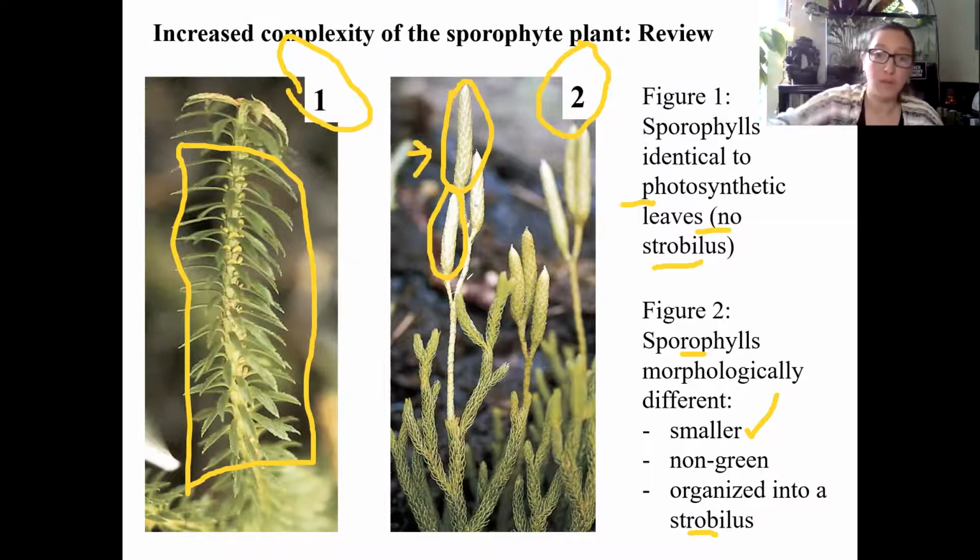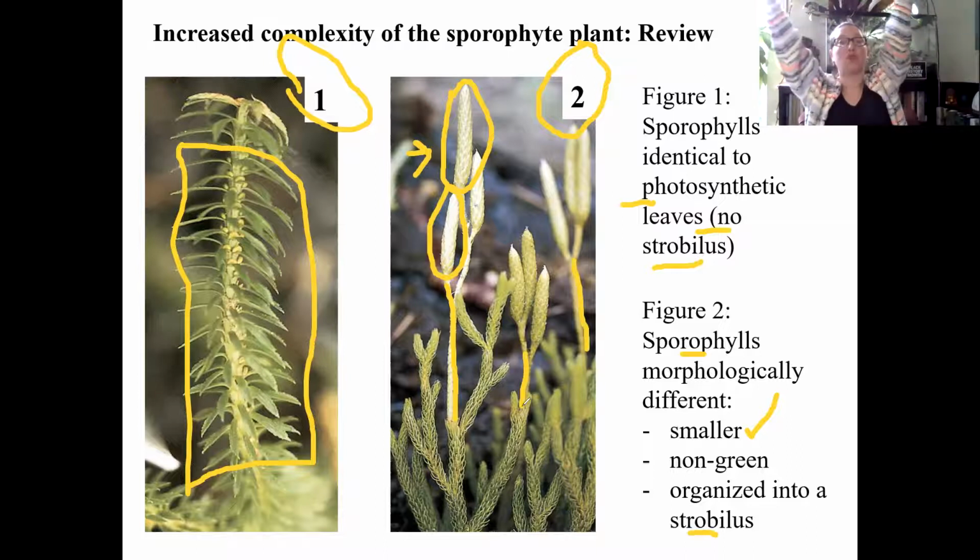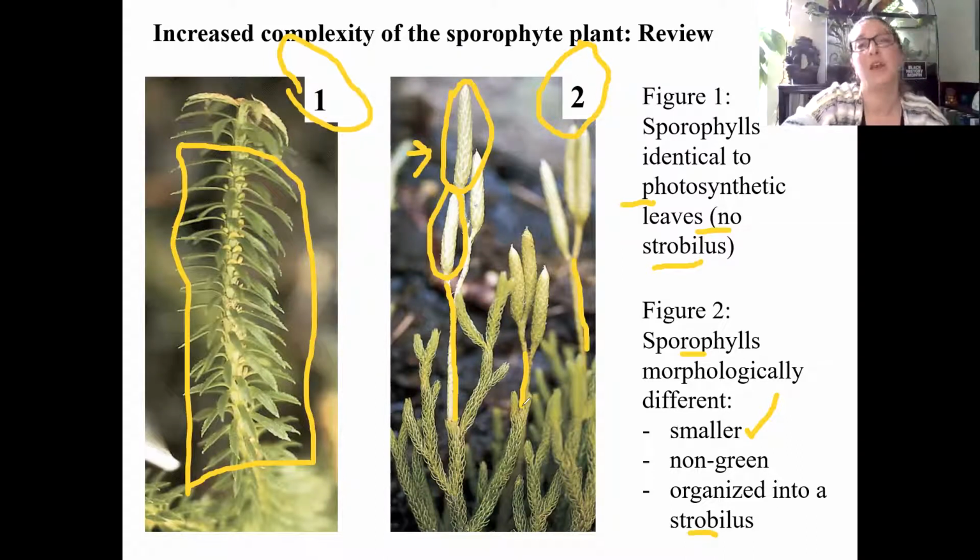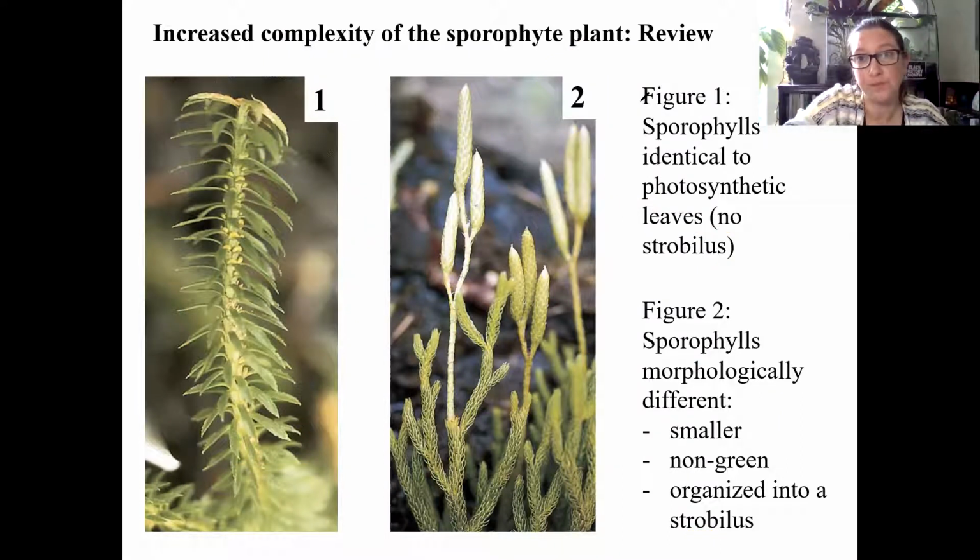And then in your even more advanced species, sometimes the strobili are elevated on a stalk called a peduncle, right? For your more advanced species, because that makes the strobilus be even higher up so that wind can take the spores even farther. Okay.